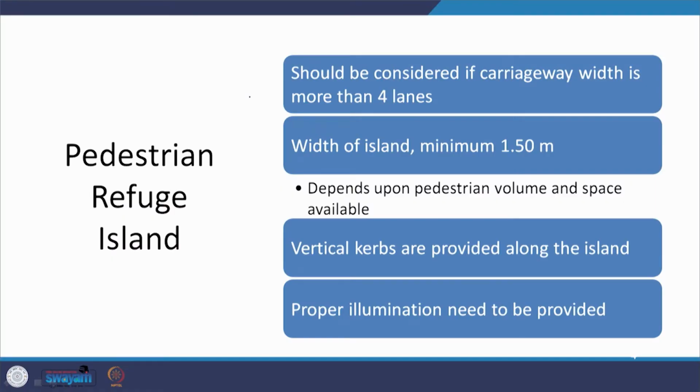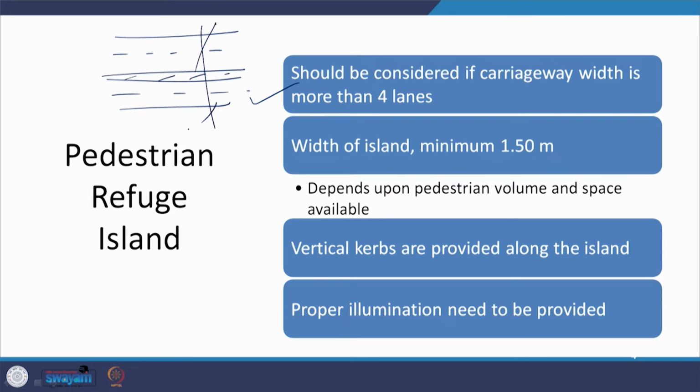We have discussed it previously also. These islands need to be provided if the number of lanes is more than 4, because then it increases the width of the carriageway to an enormous value. If you have a condition in this form and there is a median here, the total space to be crossed by the pedestrians is quite high. It is 3.5 multiplied by 4 plus the width of the median. So we have to take care of this and provide it so that the pedestrians cross in one step up to this, and in the second step they cross to the other side.